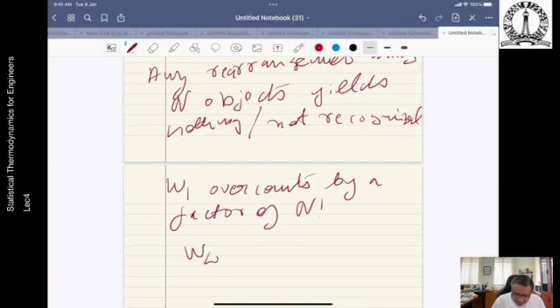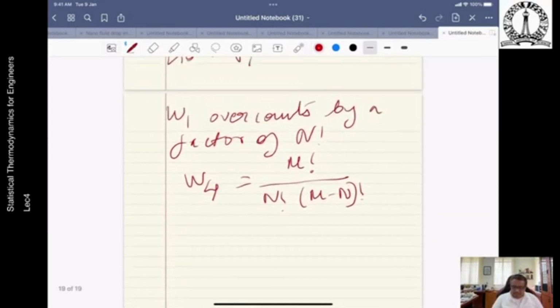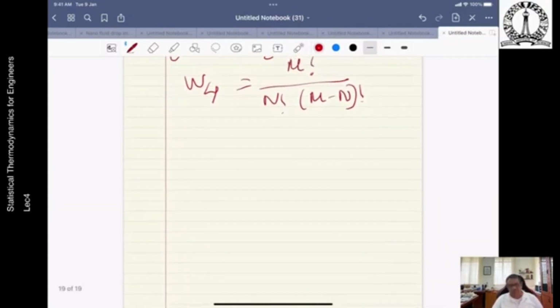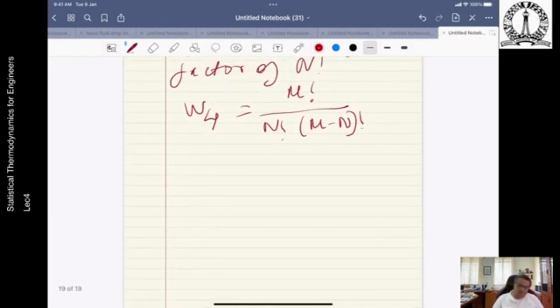So your W4 is therefore written as m factorial divided by n factorial, and m minus n factorial. This is the same as question 1, except that the objects are indistinguishable now.